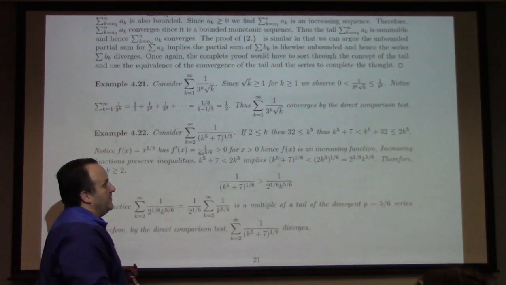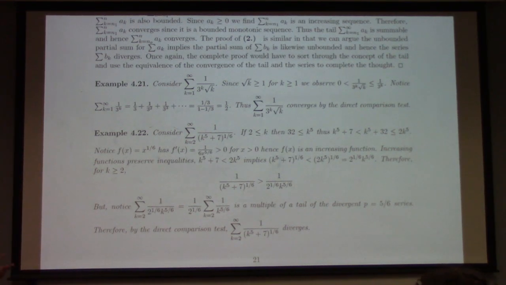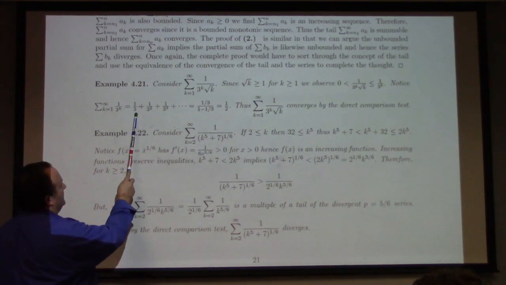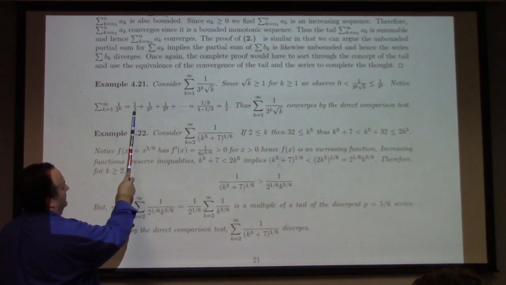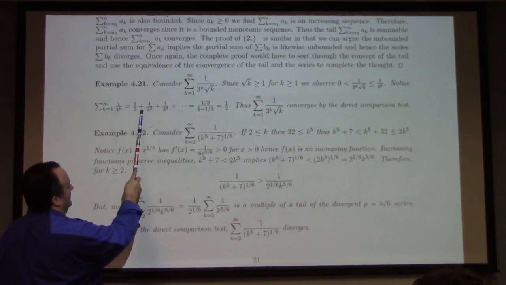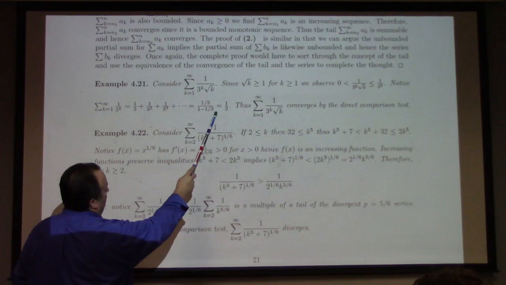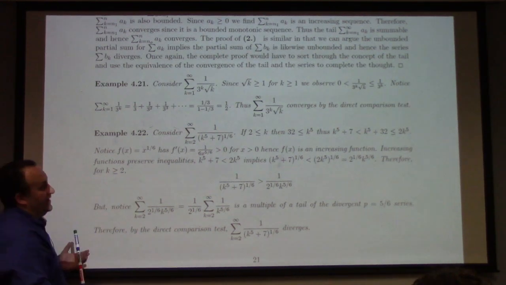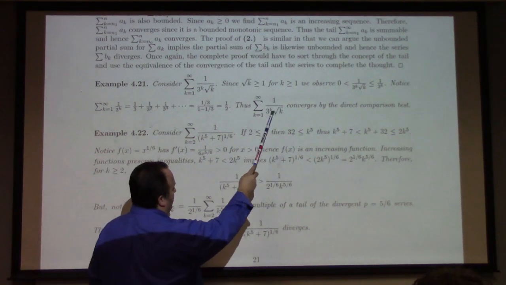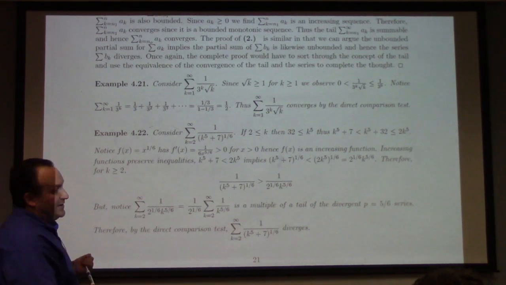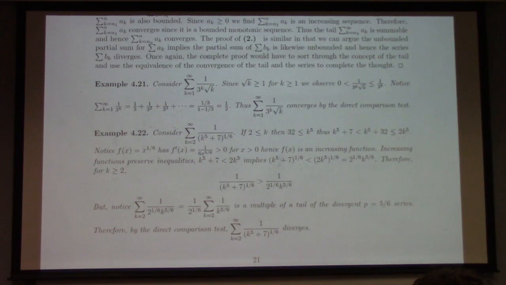But the series formed from summing 1 over 3 to the k, well, that's geometric, right? When you write the geometric series out like this, the first term is a, and the ratio between any two subsequent terms is r. So that converges, in fact, to 1/3 over 2/3, also known as a half. So therefore, the larger series converges. Consequently, the complicated-looking one, 1 over 3 to the k times square root of k, likewise converges, by the direct comparison test.